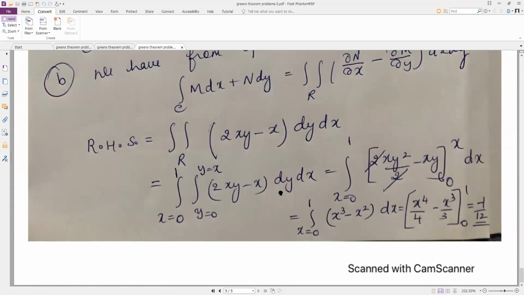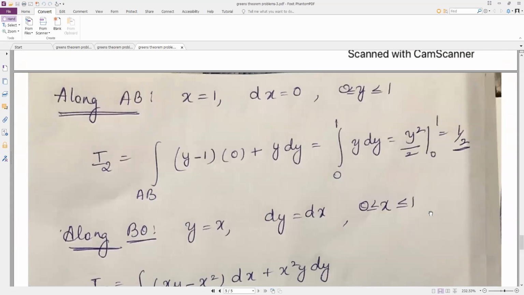Now just integrate with respect to y. For 2x times y, the integral is y squared by 2, and minus x is constant, so its integral is y. Put the upper limit for y: you get x cubed minus x times x, which is x squared. The lower limit is 0 anyhow. Then integrate with respect to x: x to the power 4 by 4 minus x cubed by 3, from 0 to 1, which gives minus 1 by 12.